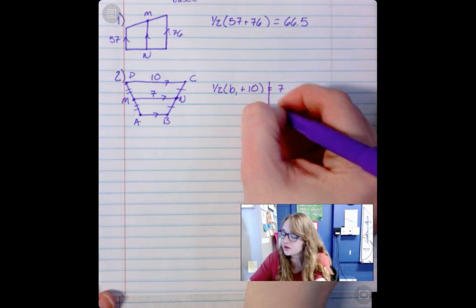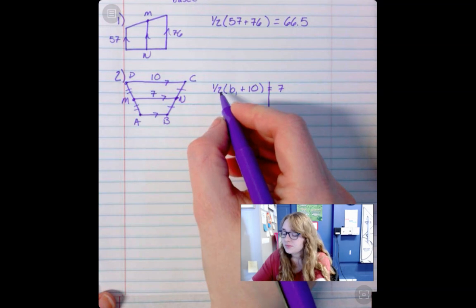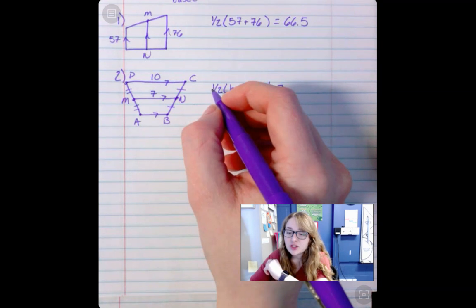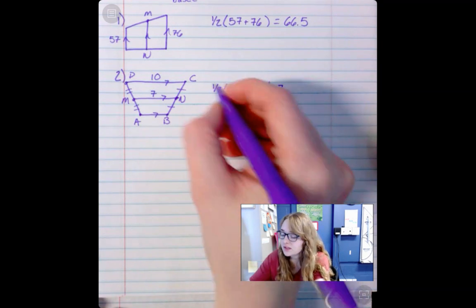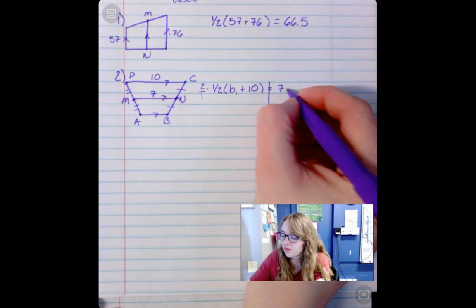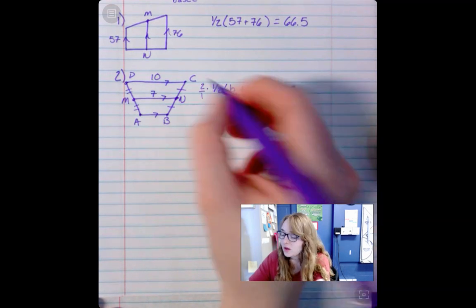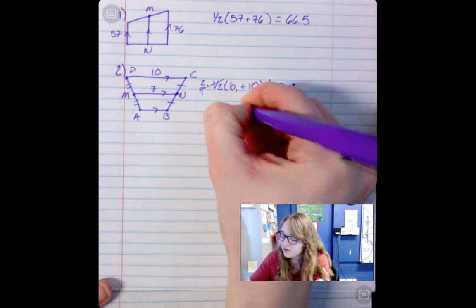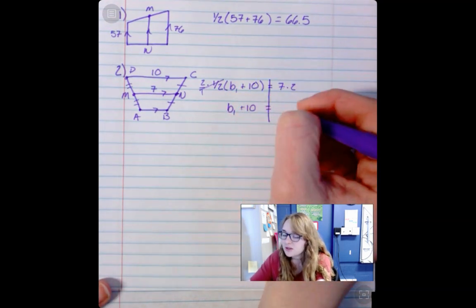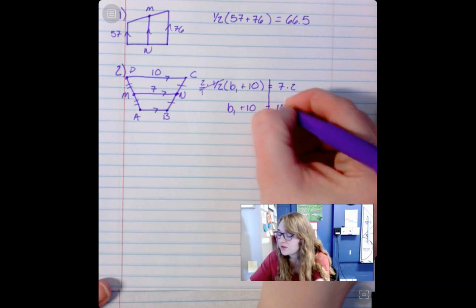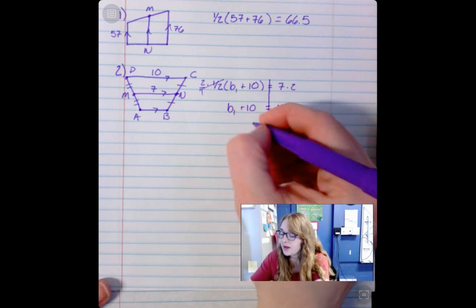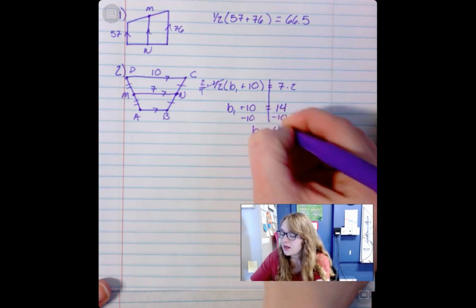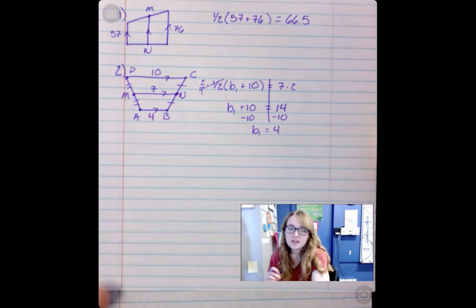So to solve this, the first thing we have to do is get rid of this half. So we would divide by the half. And remember, we can't divide by fractions. We have to multiply by the reciprocal, or flip it. So we are multiplying by 2 over 1, or just 2. 2 over 1 times 1/2, those are going to cancel because they go to 1, leaving us with just what's inside the parentheses. And then 7 times 2 gives us 14. To solve for our missing base, we're just going to subtract 10 on each side of the equal sign, and get that B1 is equal to 4. So A to B is equal to 4 units.